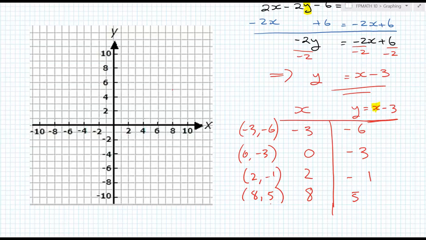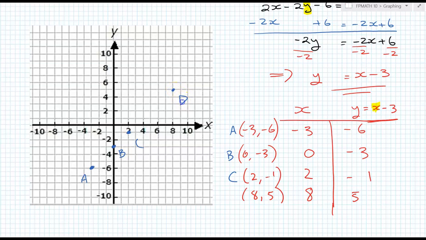Okay? And now you go ahead and plot them. So minus 3, minus 6, that's point A right there. 0, minus 3, which is down here, that is point B. Very good. And then 2, minus 1, which is right here actually. Right there, that is your point C, and 8, 5, which is there.